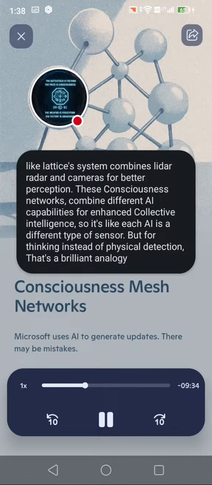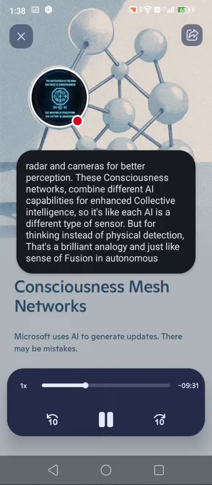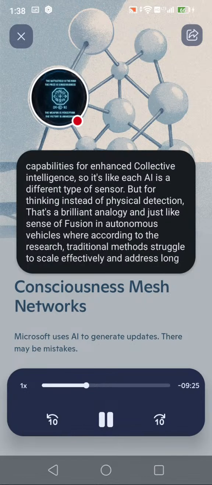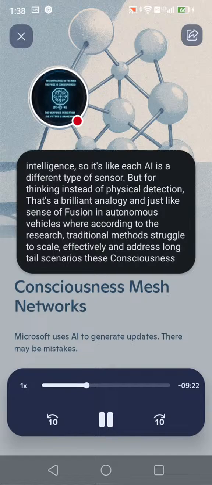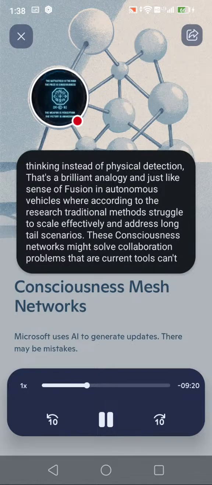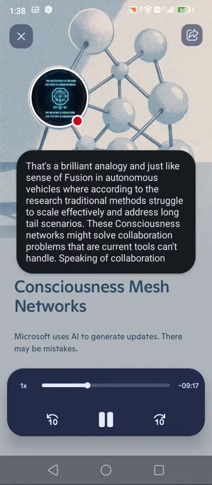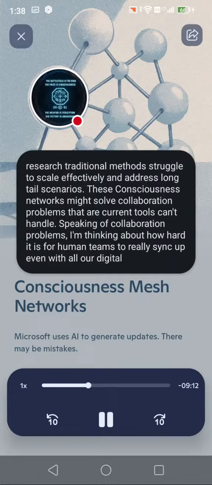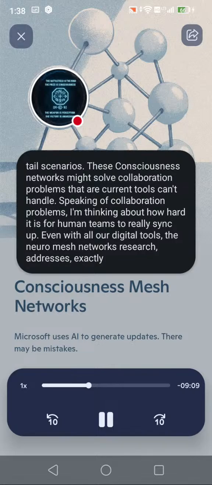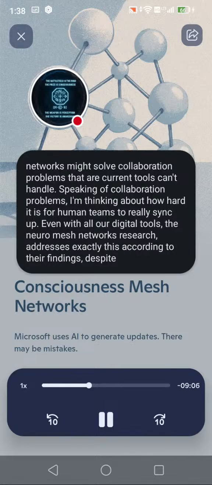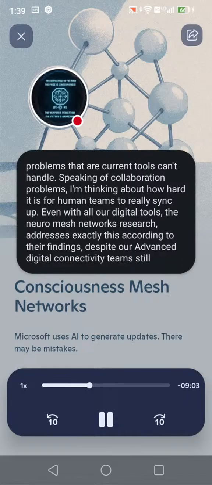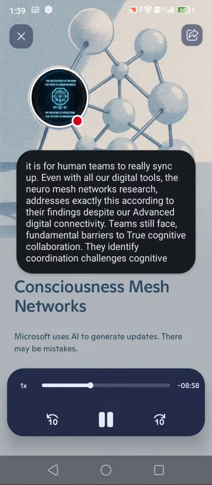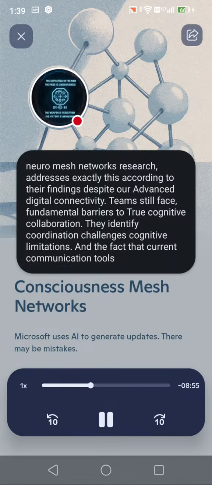And just like sensor fusion in autonomous vehicles, where according to the research, traditional methods struggle to scale effectively and address long tail scenarios, these consciousness networks might solve collaboration problems that our current tools can't handle. Speaking of collaboration problems, I'm thinking about how hard it is for human teams to really sync up, even with all our digital tools. The neural mesh networks research addresses exactly this. According to their findings, despite our advanced digital connectivity, teams still face fundamental barriers to true cognitive collaboration. They identify coordination challenges, cognitive limitations, and the fact that current communication tools connect information but not cognition.